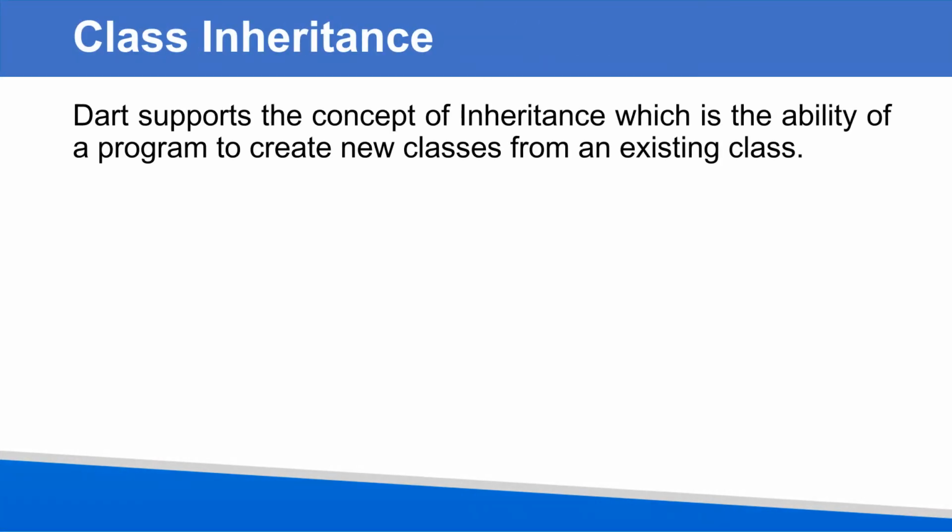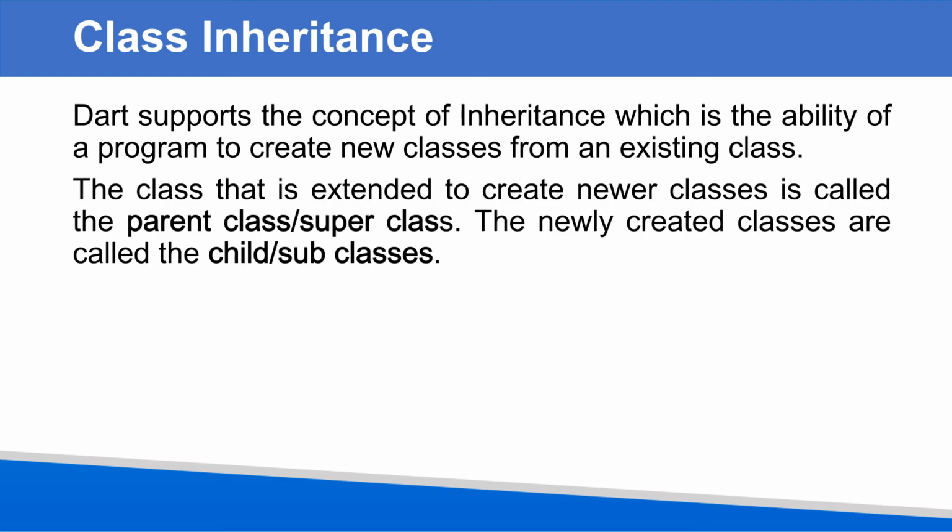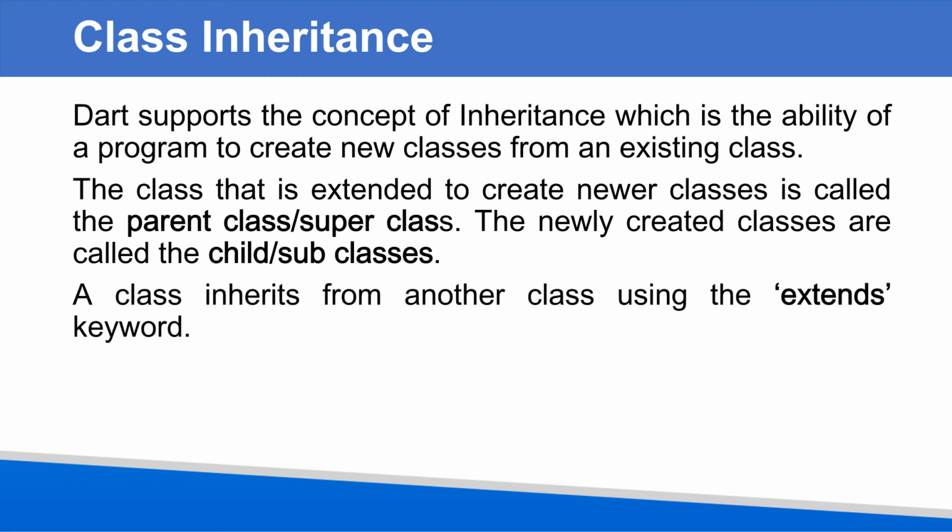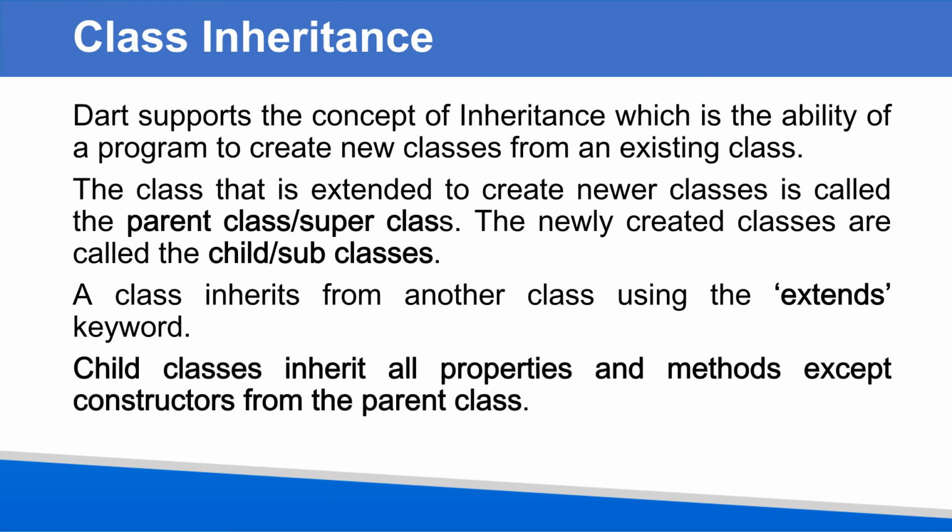Class inheritance. Dart supports the concept of inheritance, which is the ability of a program to create new classes from an existing class. The class that is extended to create newer classes is called the parent class or superclass. The newly created classes are called the child classes or subclasses. A class inherits from another class using the extends keyword. Child classes inherit all properties and methods except constructors from the parent class.